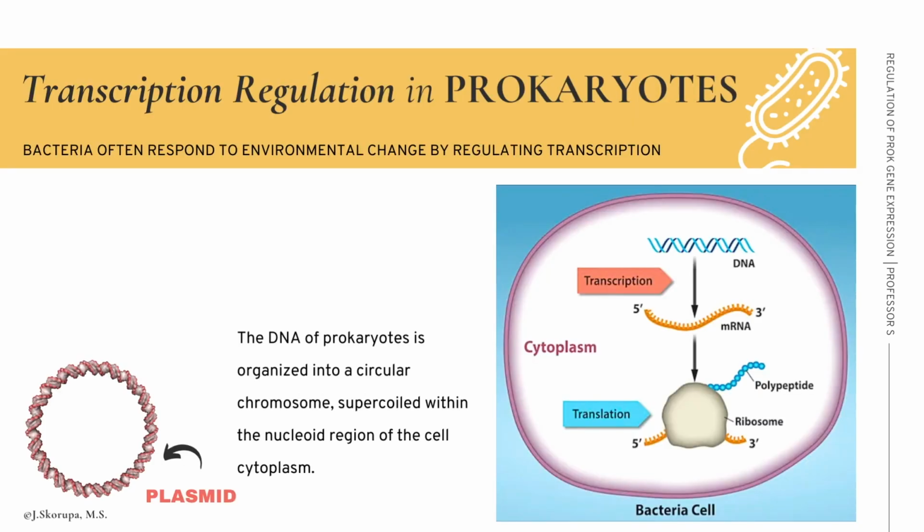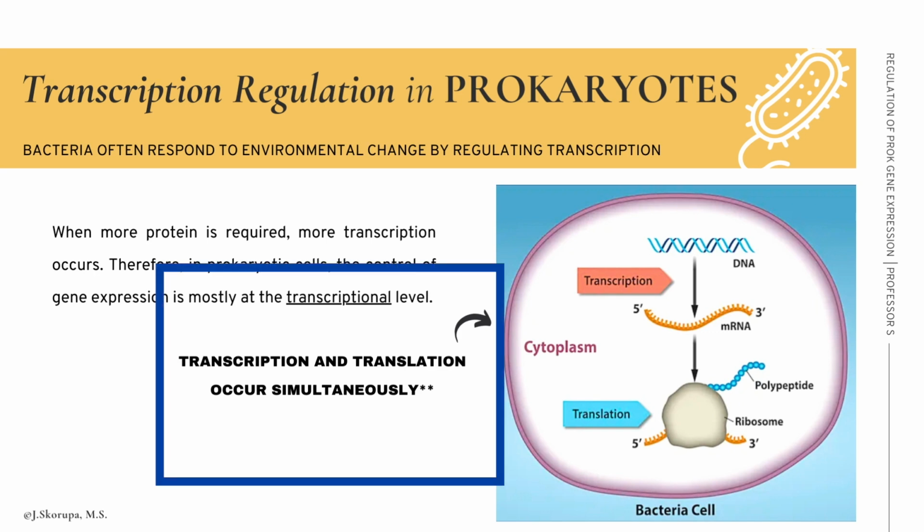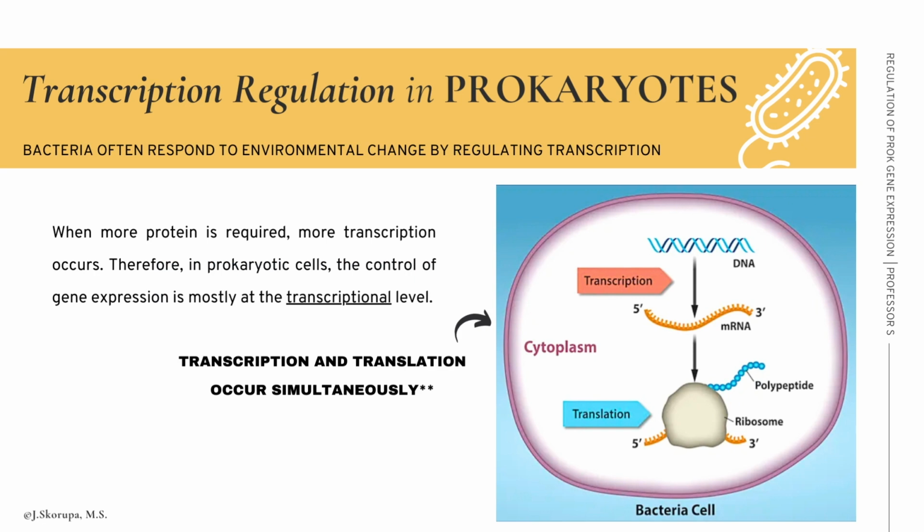Prokaryotes, like bacteria, often respond to environmental change by regulating transcription. Their DNA is organized into these circular chromosomes, which you can see in the bottom left. And this DNA sits supercoiled in the nucleoid region of the cell. Remember, prokaryotic transcription and translation occur simultaneously in the cytoplasm. When the resulting protein is no longer needed, transcription stops. When more protein is required, more transcription occurs. Therefore, in prokaryotic cells, the control of gene expression is mostly at the transcriptional level.